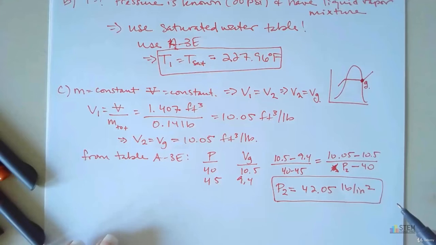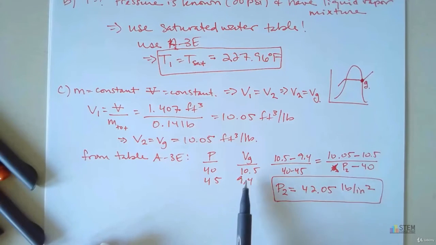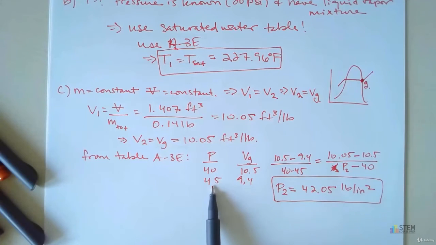Now, once you get that, you need to make sure that that value makes sense. So if we come over here, it should be between 40 and 45. 42 is definitely between those, so that looks good. If we would have gotten a pressure of 83, for example, you would know something was probably not right. So always double check when you do interpolation, make sure it does fall in between your values that you have. It's a good way to double check your answers.